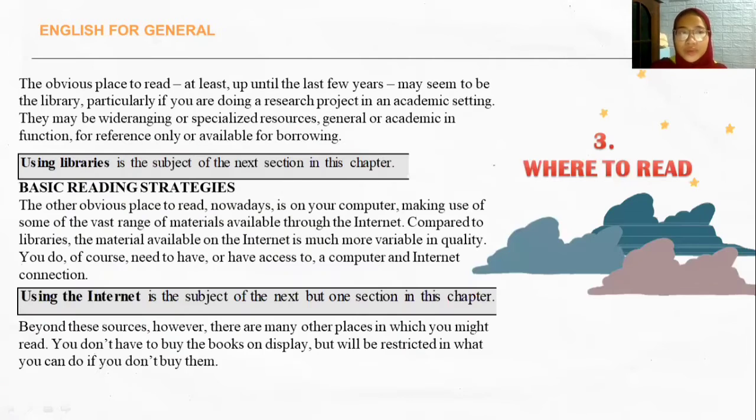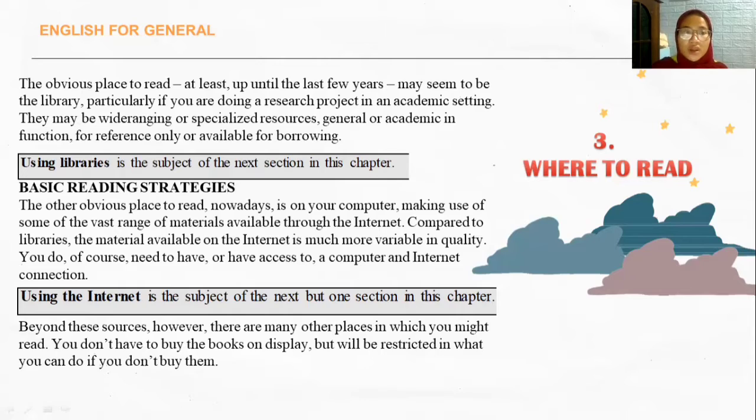3. Where to read? The obvious place to read, at least up until the last 5 years, may seem to be the library, particularly if you are doing a research project in an academic setting. They may be wide-ranging or specialized, general or academic in function, for reference only or available for borrowing. Using libraries is the subject of the next section in this chapter.